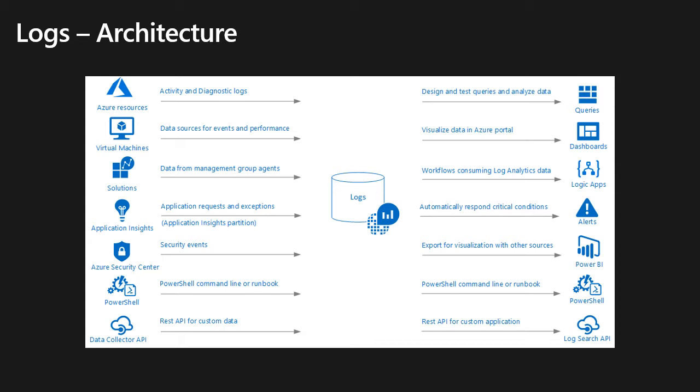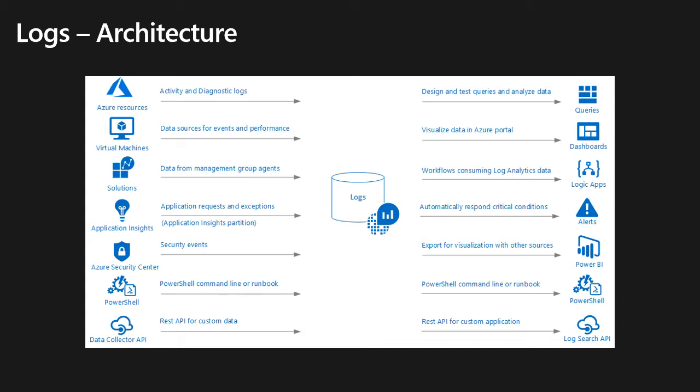What's neat about this is that there is a data collector API. So when we start looking at Power Automate, for instance, there's an option to send Power Automate logs even to Log Analytics. Once it's in Log Analytics, we go to the right side of this image, where we can see the different types of things we can do with it. We can design and test queries. We can build Kusto queries to analyze the data, build the workbooks and so forth.